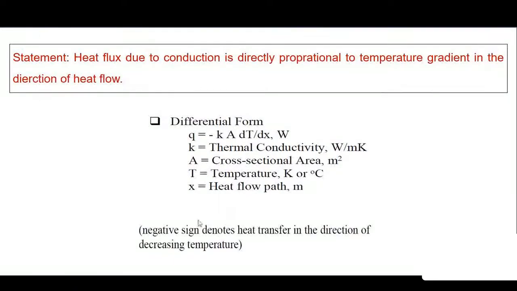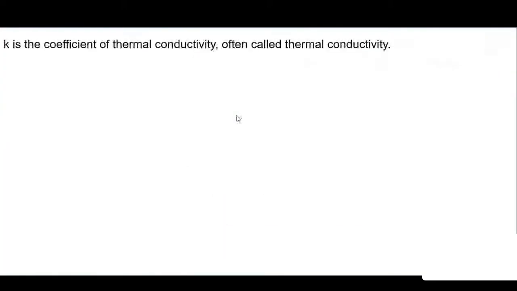And why is the negative sign there? The negative sign denotes that heat transfer is always in the direction of decreasing temperature. Whenever heat transfer is there, the value of this dT by dx is always going to be negative. In order to convert this negative into positive, we put an additional negative sign in the equation. So this negative value multiplied by this negative sign makes the entire term positive, because heat transfer rate is always a positive term. This is why the negative sign is introduced by Fourier.